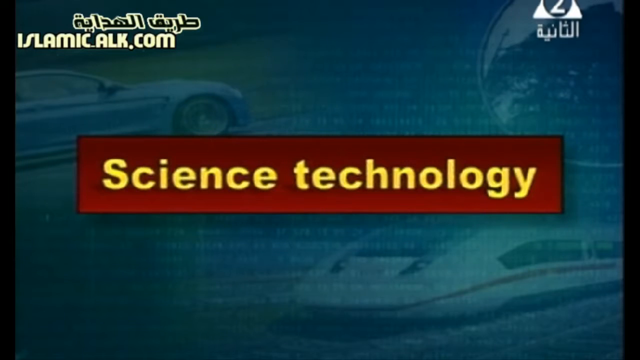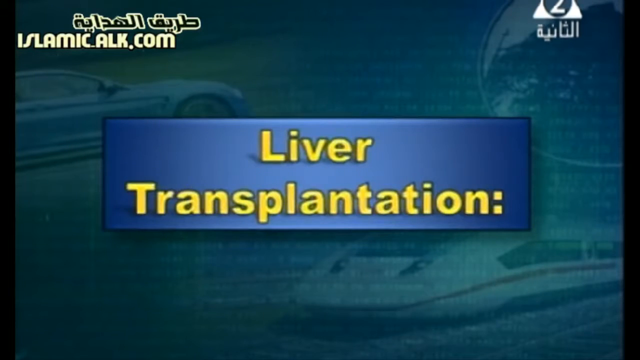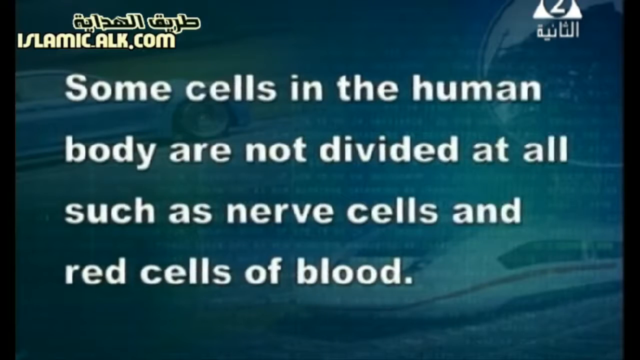Here we will show some science and technology together. What about liver transplantation? Why does liver transplantation occur? Some cells in the human body do not divide at all, such as nerve cells and red blood cells. So the nerve cells and the red blood cells do not divide at any time.